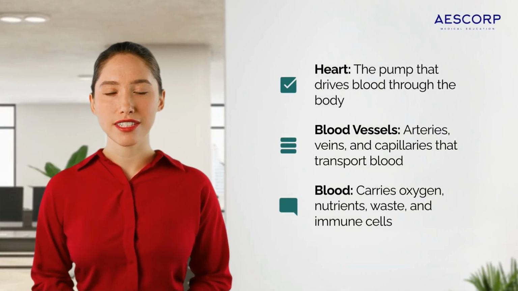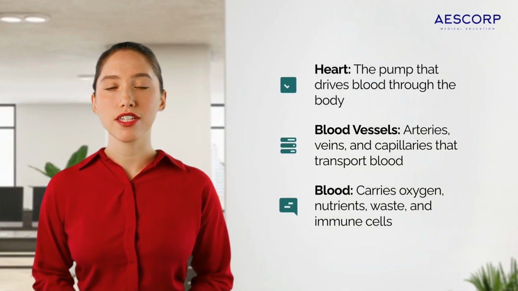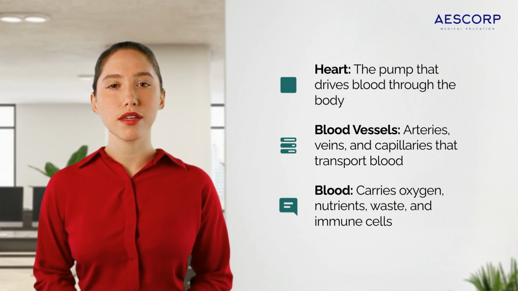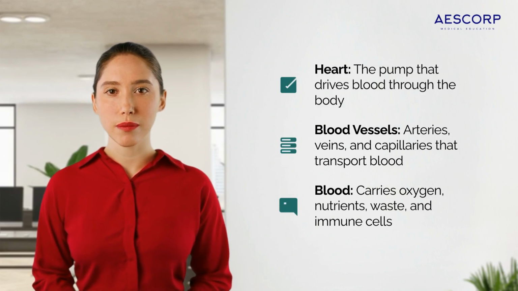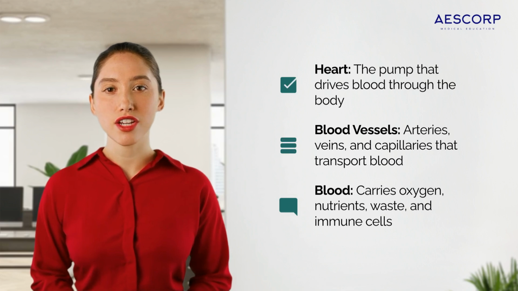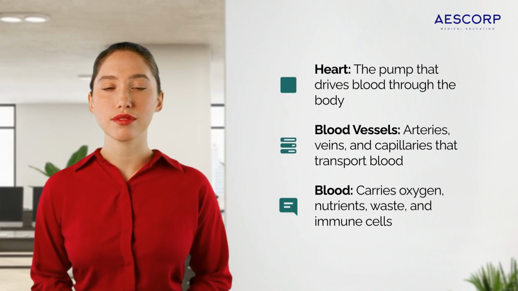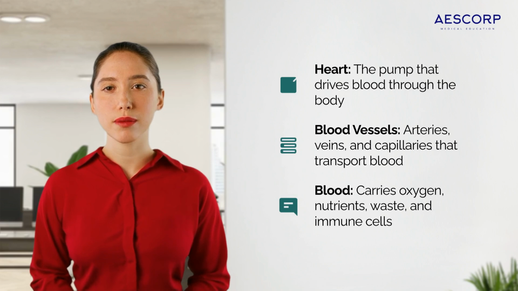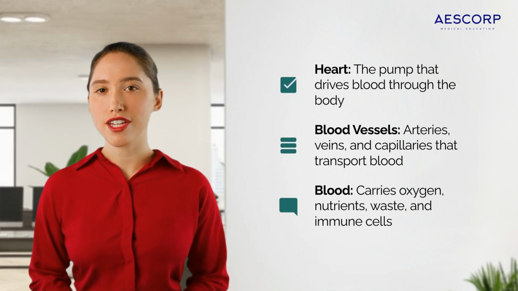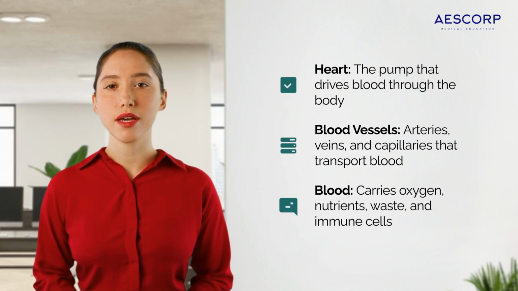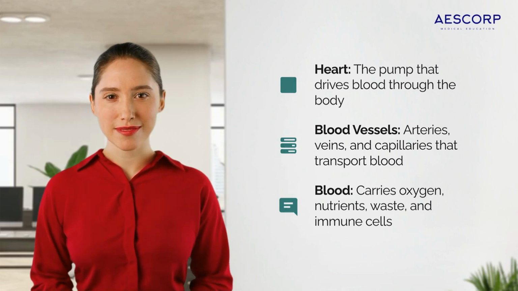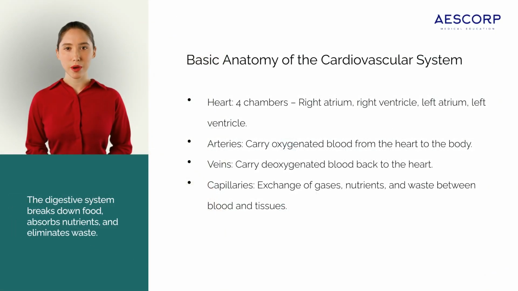The cardiovascular system is made up of the heart, blood vessels, and blood. It's responsible for circulating blood throughout the body, which carries oxygen, nutrients, and hormones to tissues and removes waste products like carbon dioxide. You can think of the cardiovascular system as the body's transportation system. Let's break down the main components.